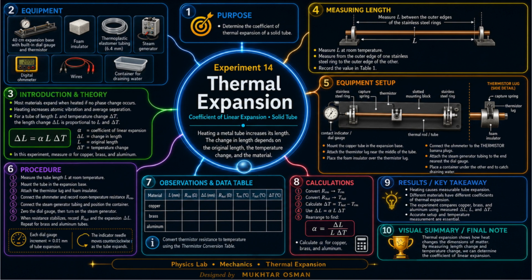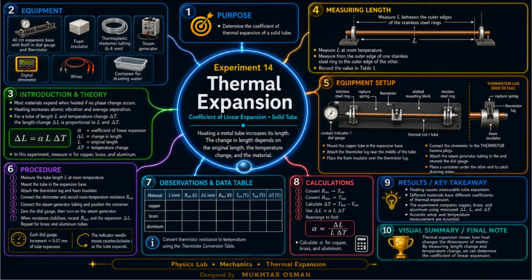3. Introduction and Theory. 1. Most materials expand when heated if no phase change occurs. 2. Heating increases atomic vibration and average separation. 3. For a tube of length L and temperature change delta T, the length change delta L is proportional to L and delta T. Equation: delta L equals alpha L delta T.